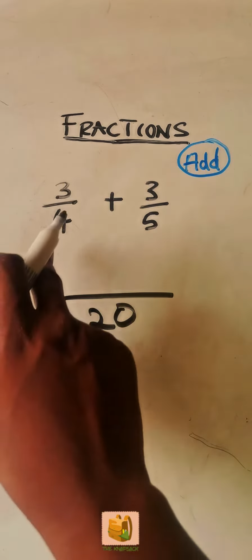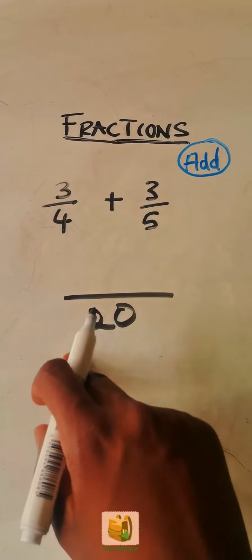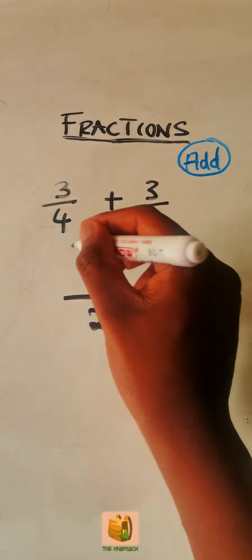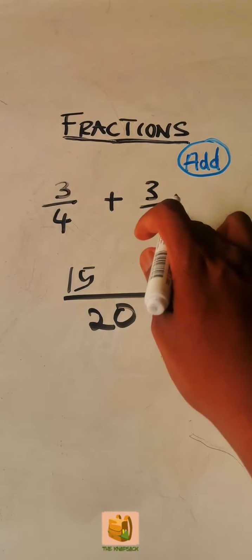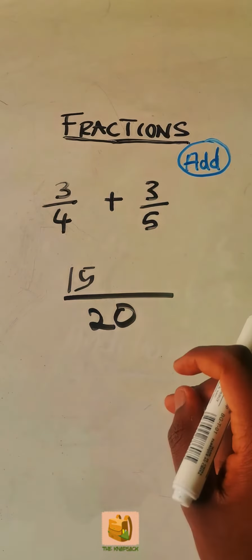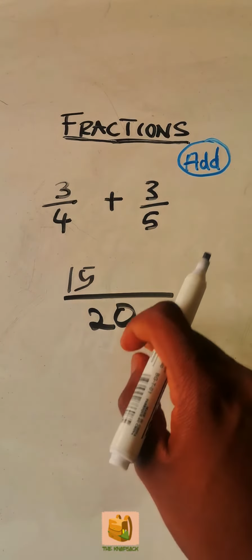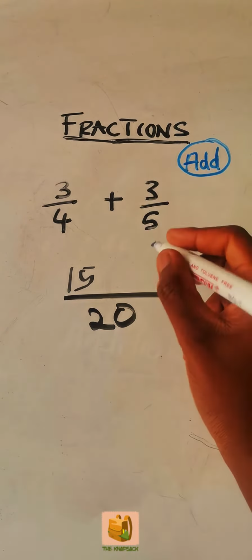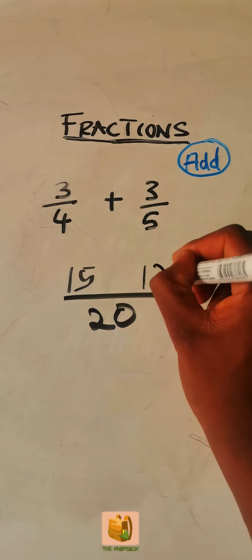And then we say 4 into 20, that gives us 5. 5 times 3, that's 15. 5 into 20, that's 4. 4 times 3, that's 12.